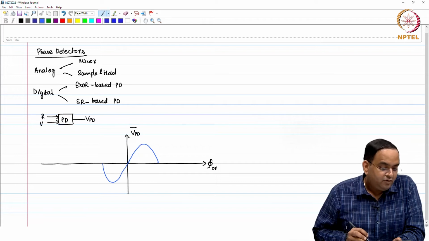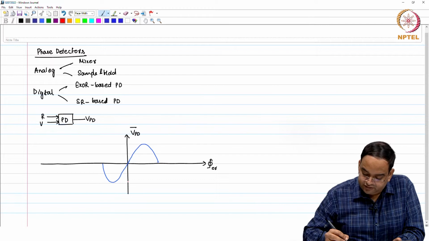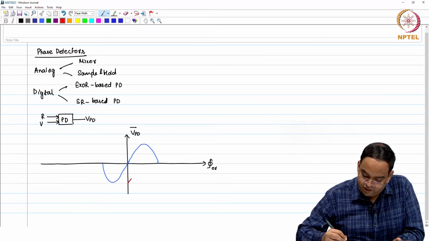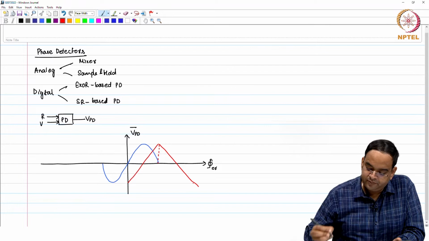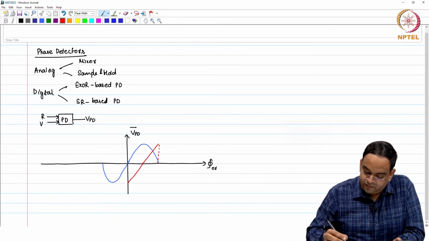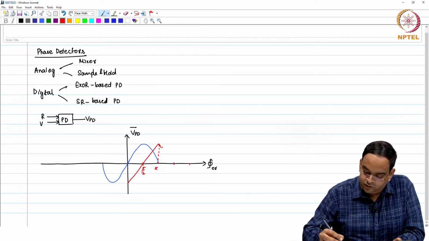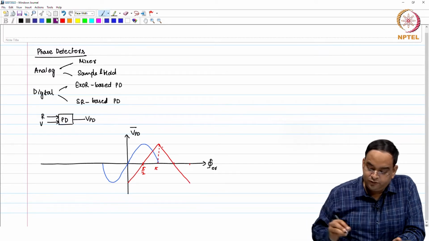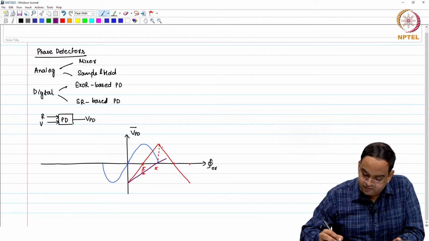Then the one which we saw earlier was XOR based, where you have your output going like this. So this is pi by 2, this is pi. So, you had the XOR based PD, and you have also seen the SR latch based PD, which was something like this.